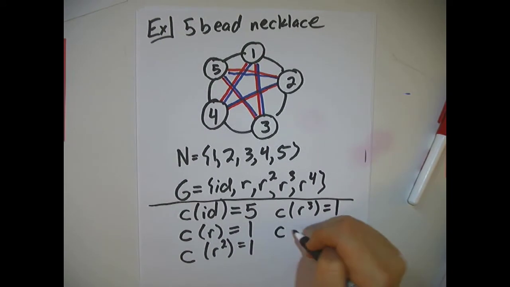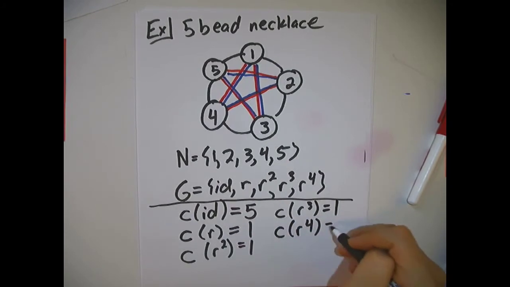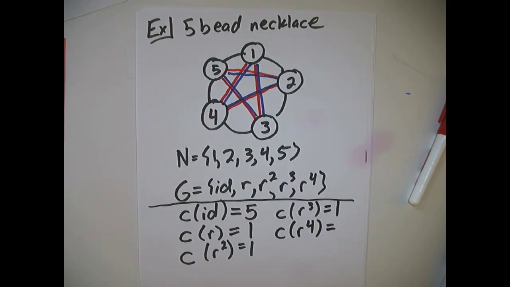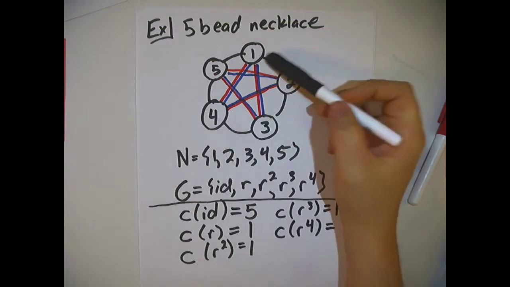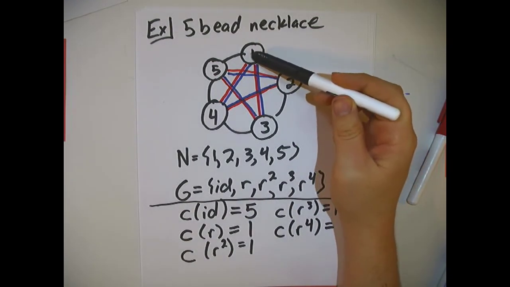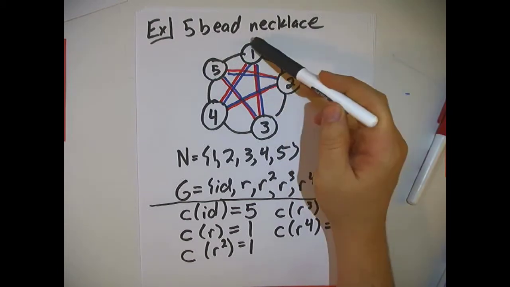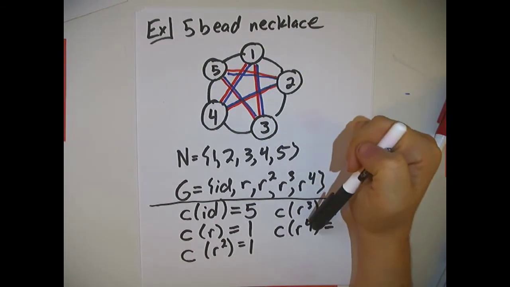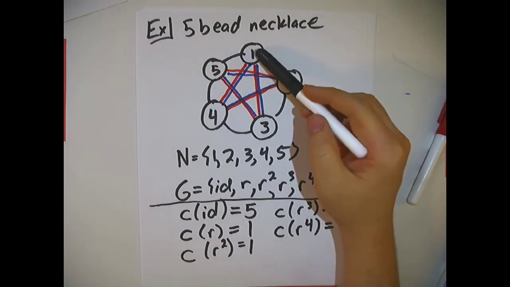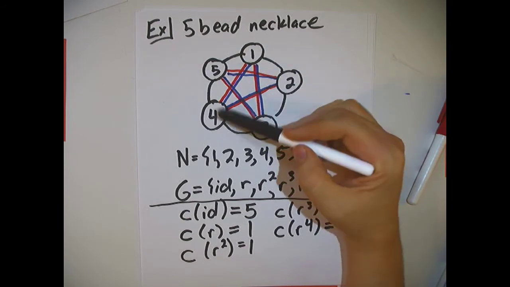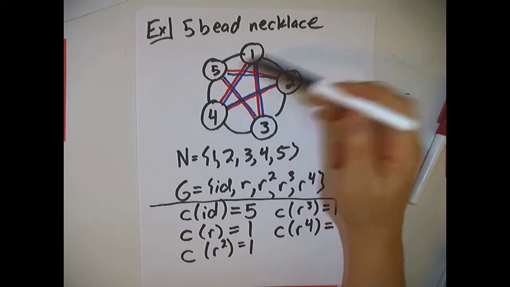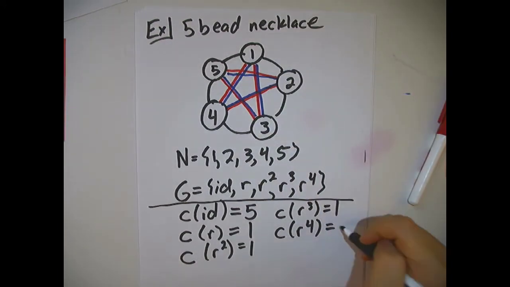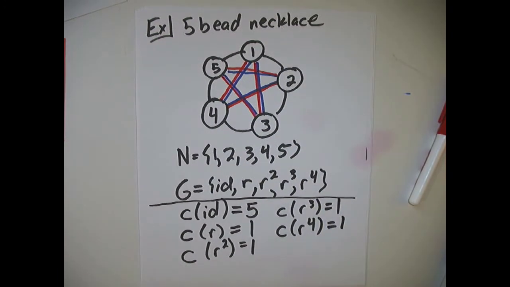Okay. So only one more of these left, C of R to the 4th. Okay. And R to the 4th, you can convince yourself, that's R backwards. In particular, going forward 4, 1, 2, 3, 4, that's the same as going backwards 1. So if I think about applying R to the 4th over and over again, that goes from 1 to 5 to 4 to 3 to 2 back to 1. So all of these things are linked. And so this cycle number, it's also 1.